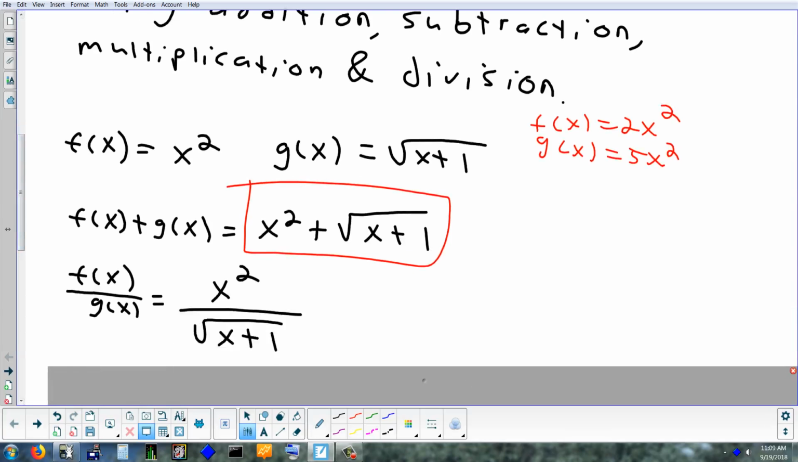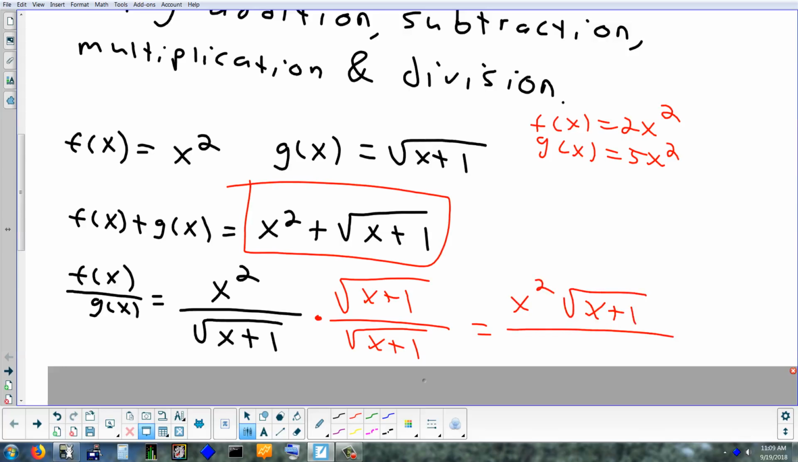And there's not really a lot you could do. I guess the only thing you could do with this one is we don't like to leave a square root in the bottom. So you could fix this one by multiplying the top and the bottom by the square root. It's not going to get rid of the square root. It's just going to move it from the bottom to the top. So you'd end up with x squared times the square root of x plus 1. And then whenever you multiply two square roots together that are the same, it cancels this part out, and you're just left with what's underneath, x plus 1.